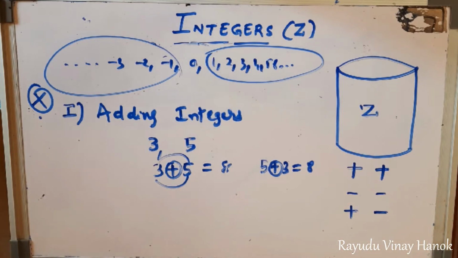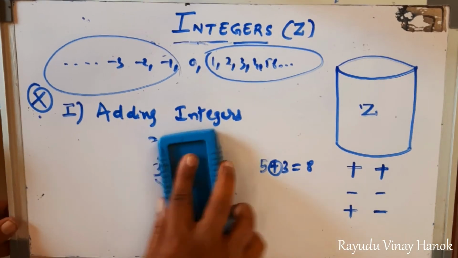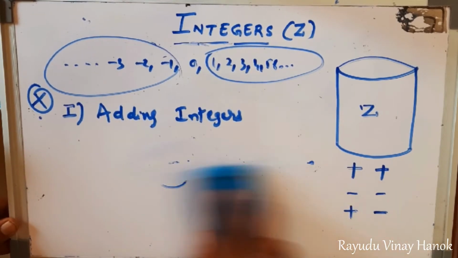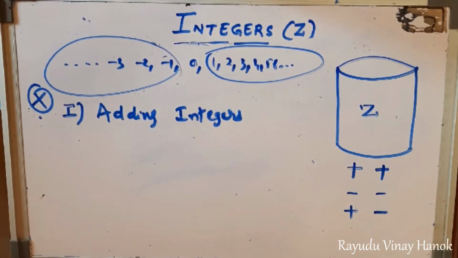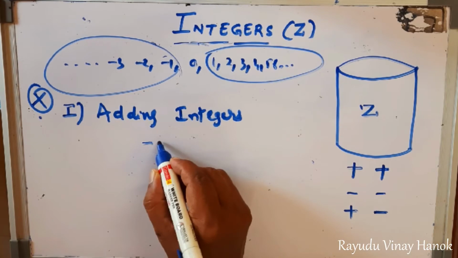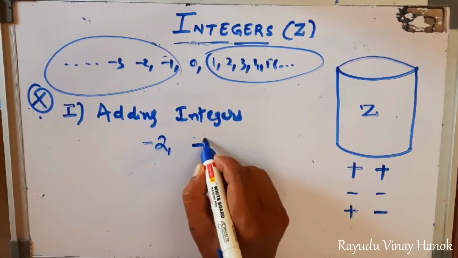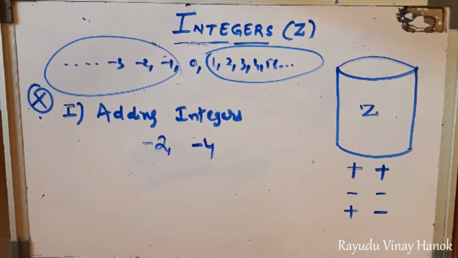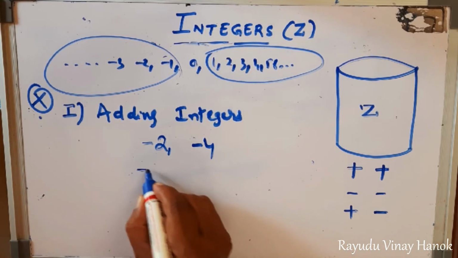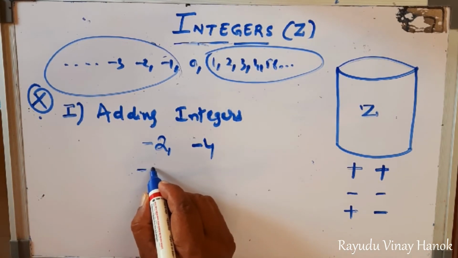Okay. Now let me show you the second case. Suppose we get 2 negative integers. In the first case we got 2 positive integers, and in the second case, suppose we got 2 negative integers. For instance, you got minus 2 and minus 4. How to add minus 2 and minus 4?